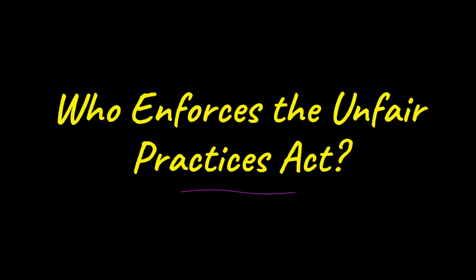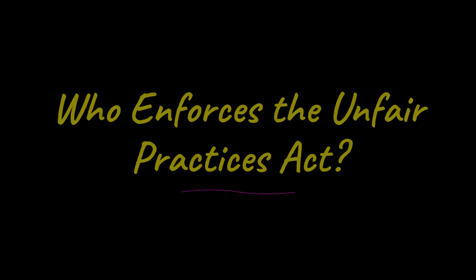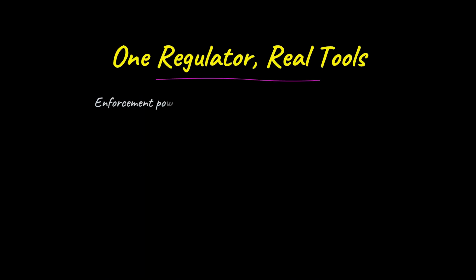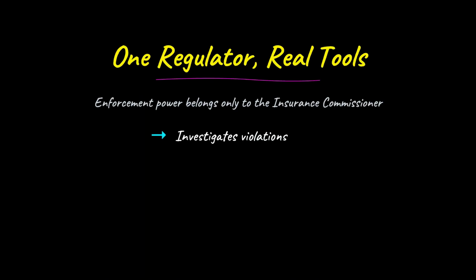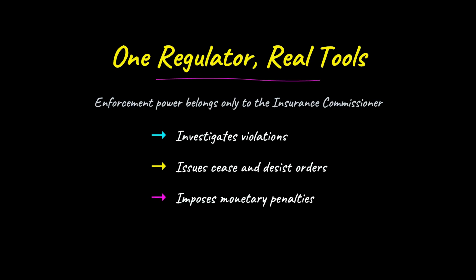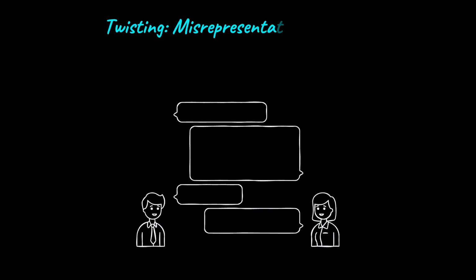The California Unfair Practices Act bans things like twisting and false advertising in insurance. But the exam really wants to know who gets to enforce those bans. Enforcement rests solely with the insurance commissioner, who investigates violations, issues cease and desist orders, and imposes monetary penalties. Critically, the Act gives consumers no private right of action to sue under it themselves.